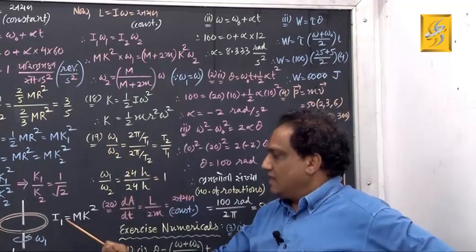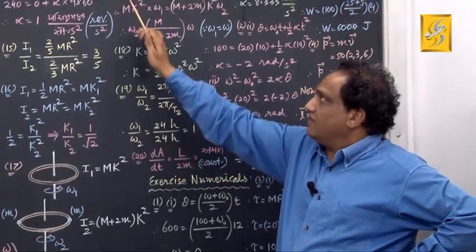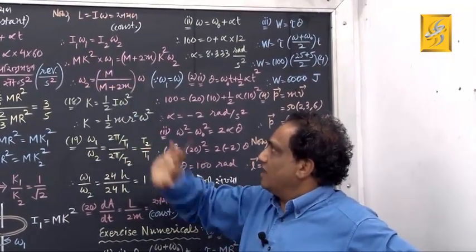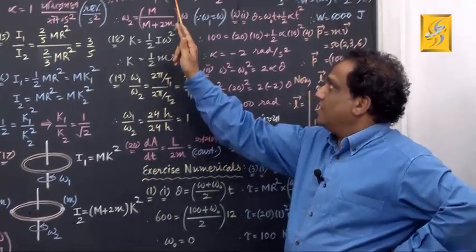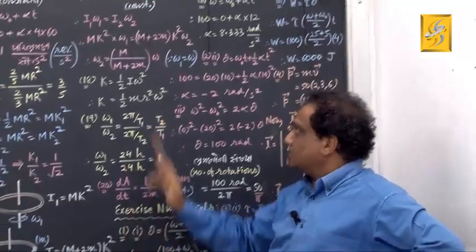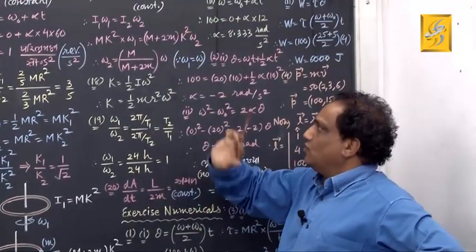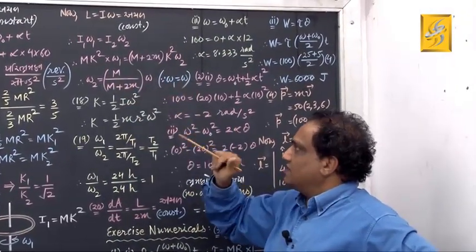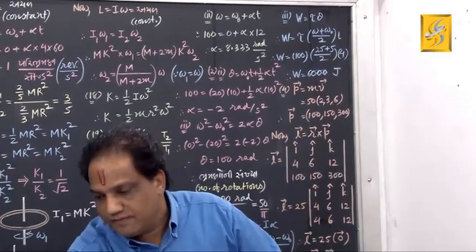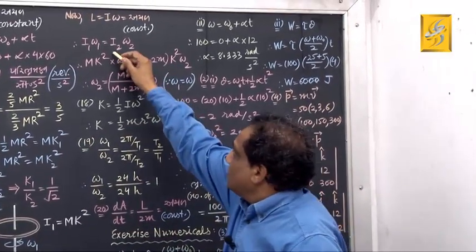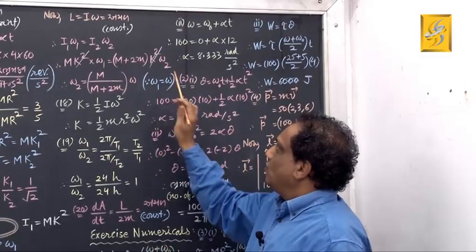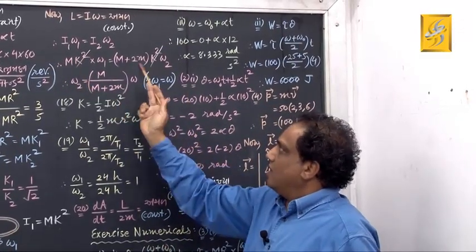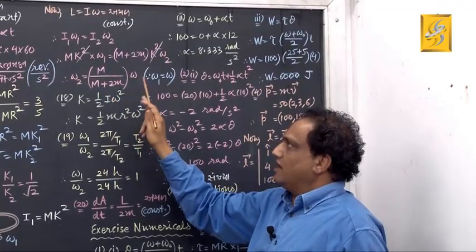What is I1? I1 is mk square, into omega 1. Come on, I2. I2 is m plus 2m, into k square into omega 2. And now k square will cancel. Then find out omega 2. Omega 2 would be m upon m plus 2m into omega 1.